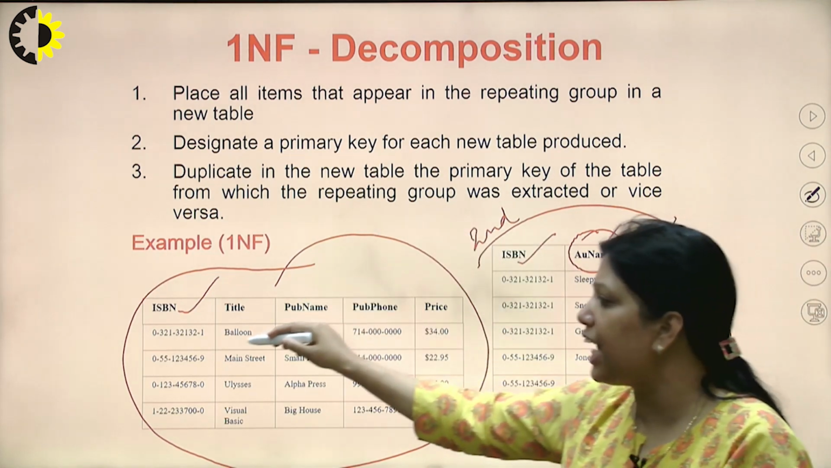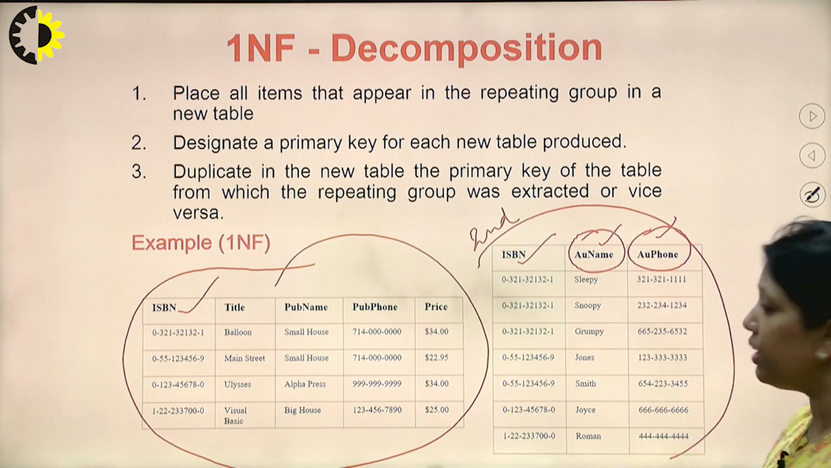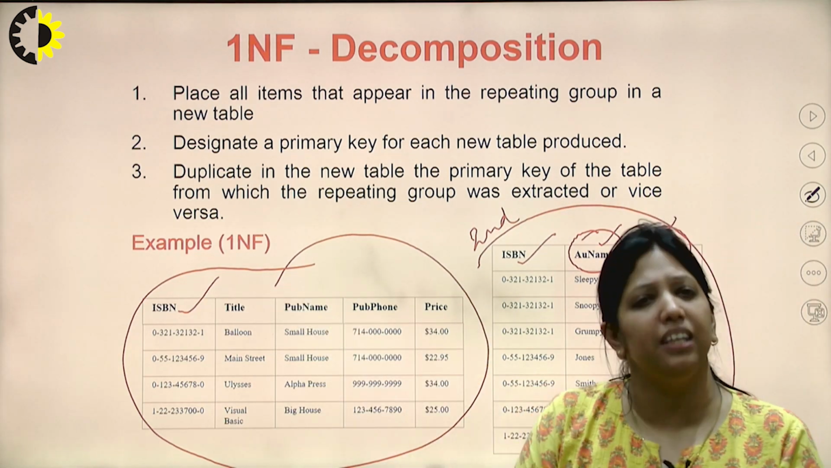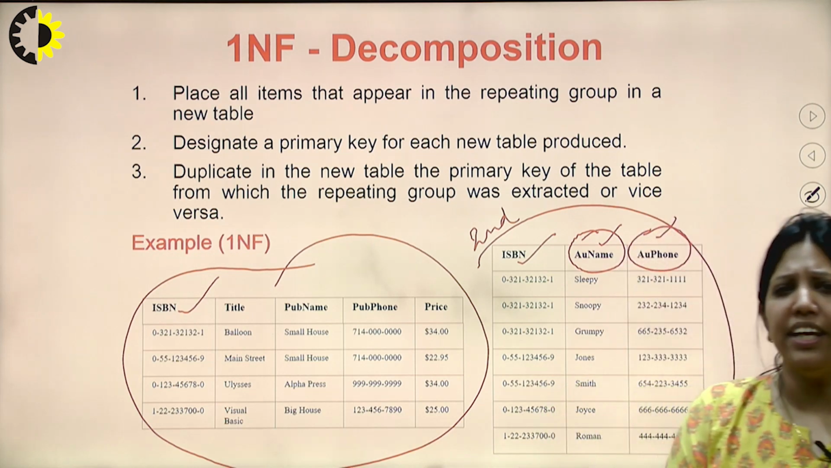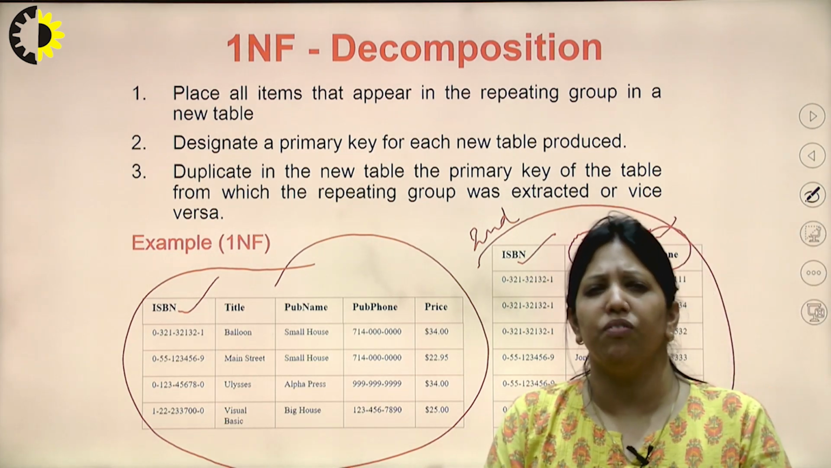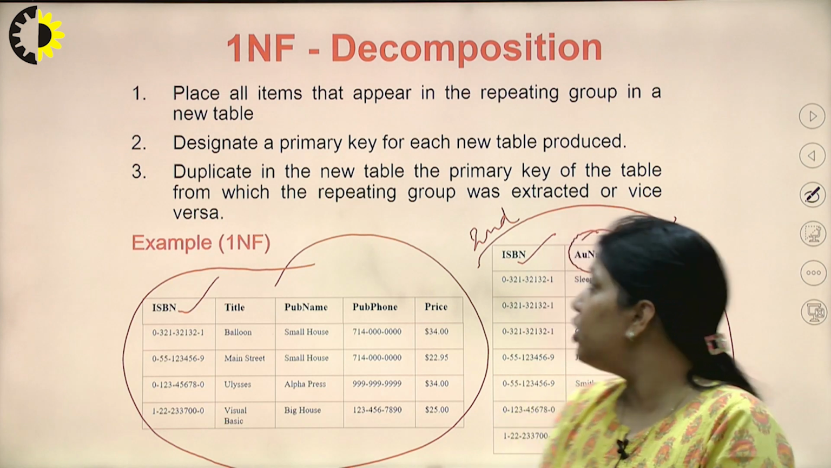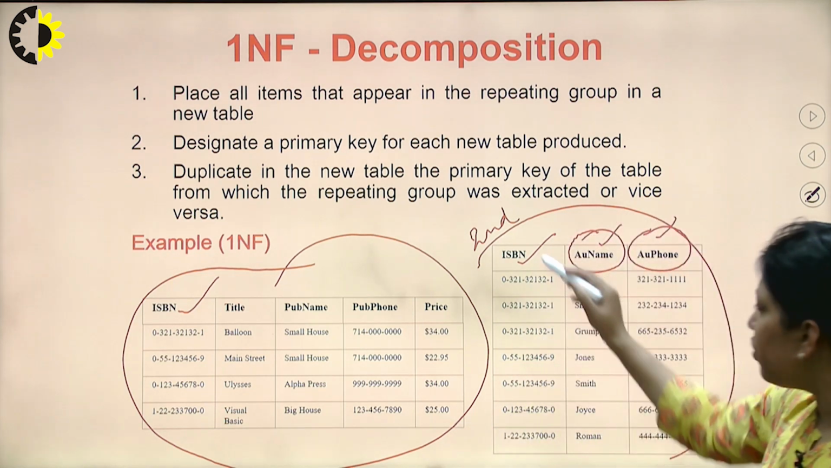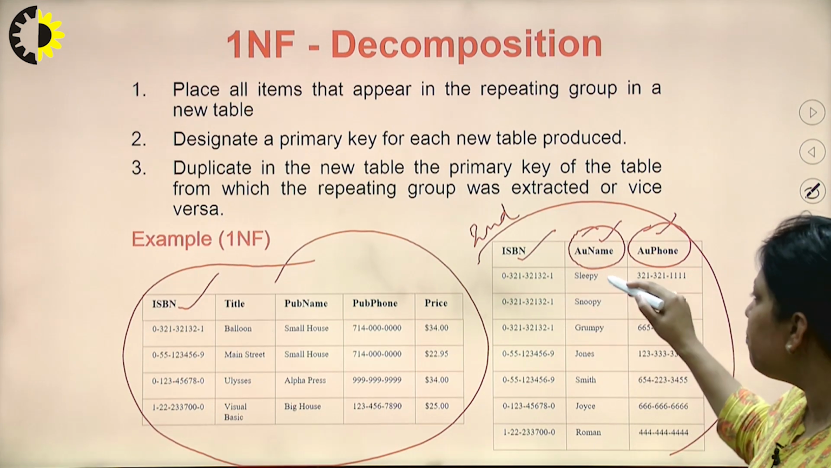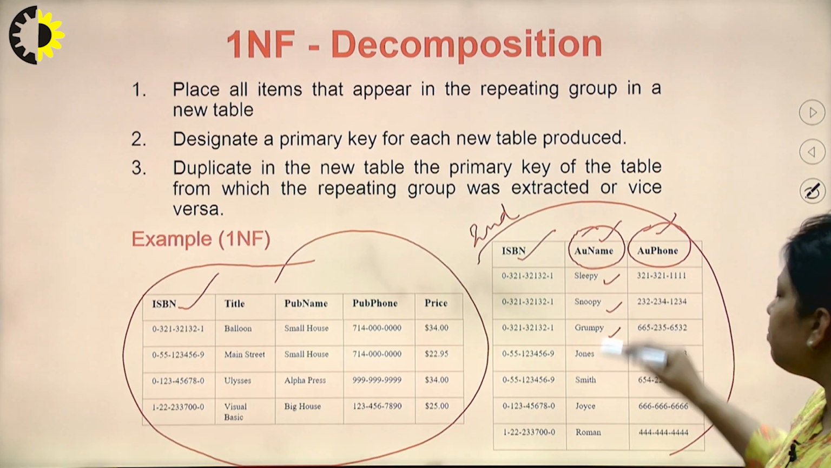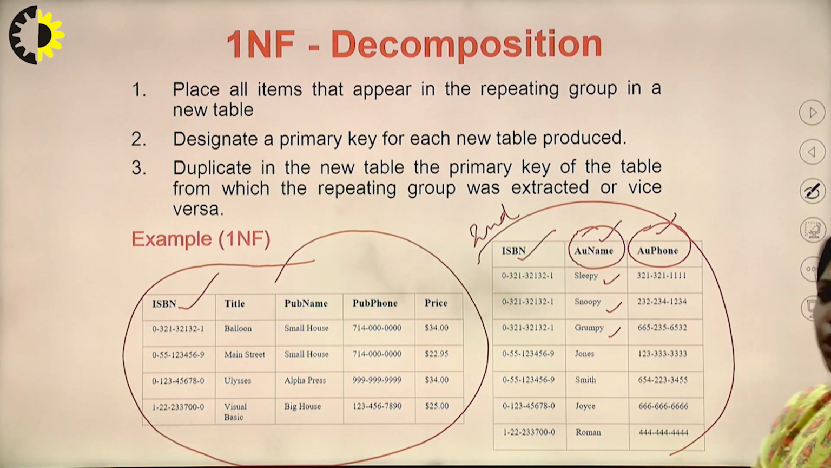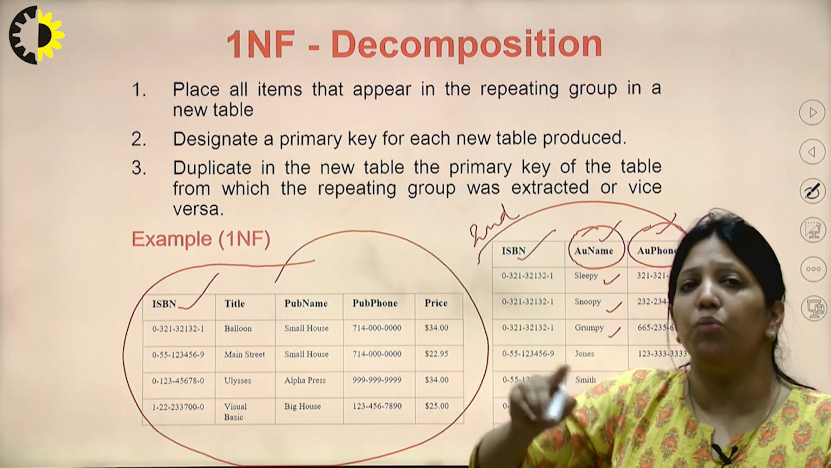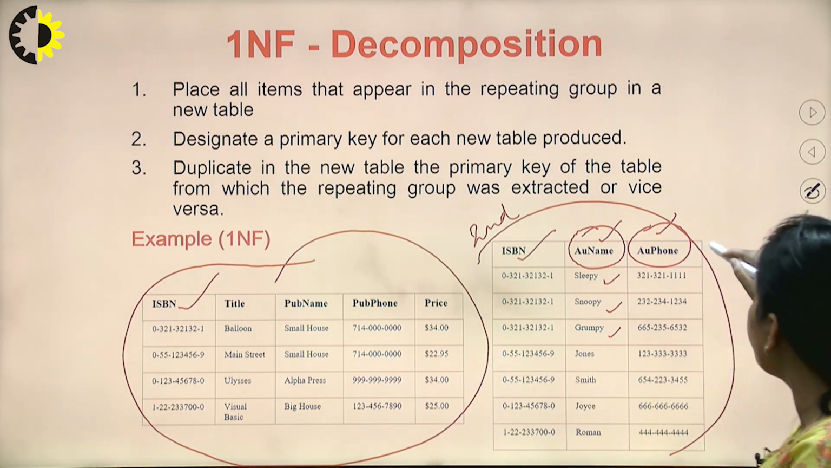We also add the attribute of the primary key to the new table, and if we have multiple new tables, then in each table we have this primary key. Then duplicate in the new table the primary key of the table from which the repeating group was extracted, or vice versa. Now on the basis of this primary key, we have scalar values for all the attributes. So now this table is converted from non-first normal form to first normal form.